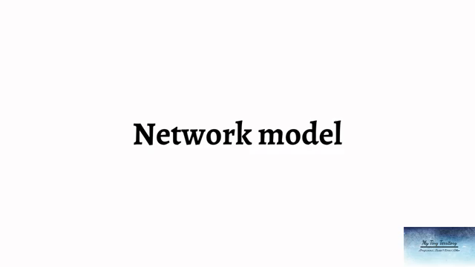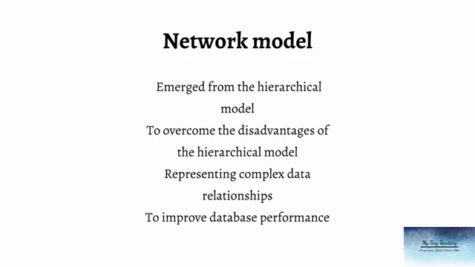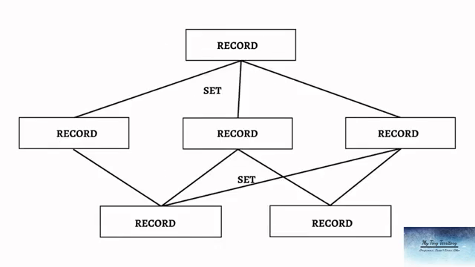Next is the network model. The network model emerged from the hierarchical model to overcome its disadvantages. Thus, the network model represented complex data relationships much more effectively than the hierarchical model, and hence it improved the database performance. The network model organizes data using 2 fundamental concepts called records and sets.